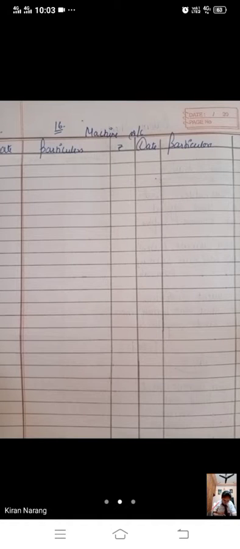Have a look at the question of illustration 16. On 1st April 2017, Z Limited purchased a machine for rupees 1,20,000. That was the purchase price of the machine. On 30th September 2018, the next year, it acquired an additional machine for 20,000.